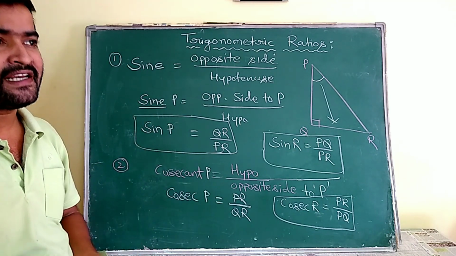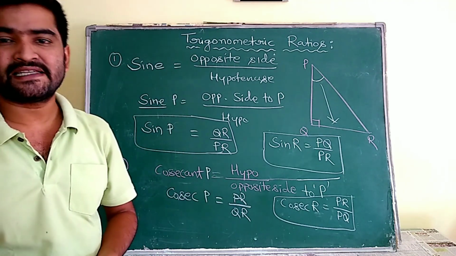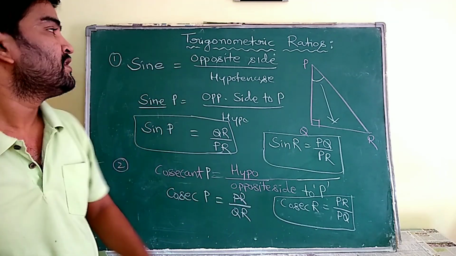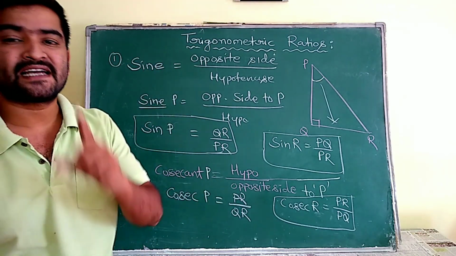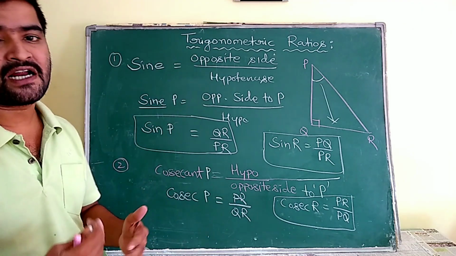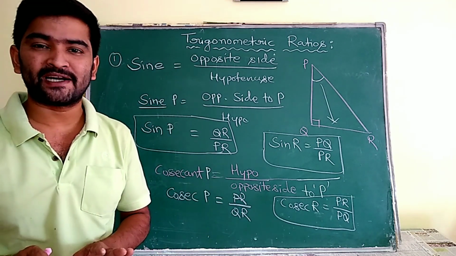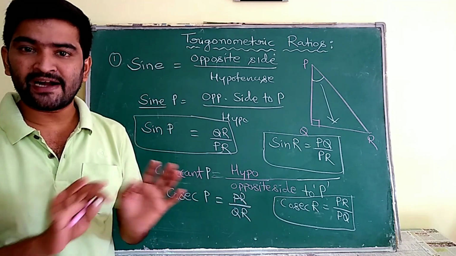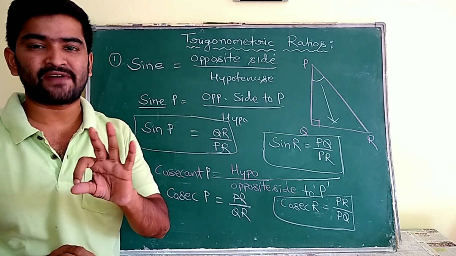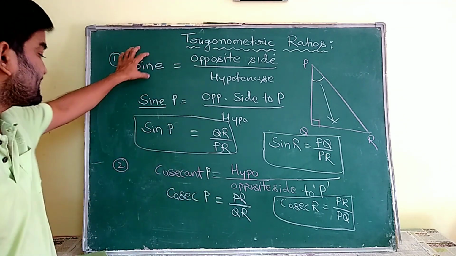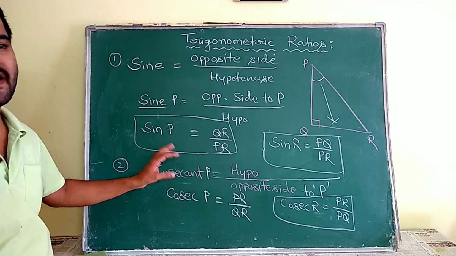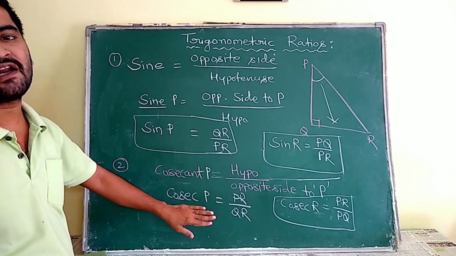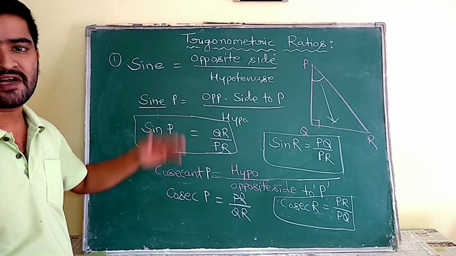For our convenience and for easy understanding, I am going to explain these trigonometric ratios as families. There are no families in trigonometry; for easy understanding, I am dividing these 6 trigonometric ratios into 3 families. The first family is sine and cosecant. I am considering these two as a family because sine is the reciprocal value of cosecant and cosecant is the reciprocal value of sine.